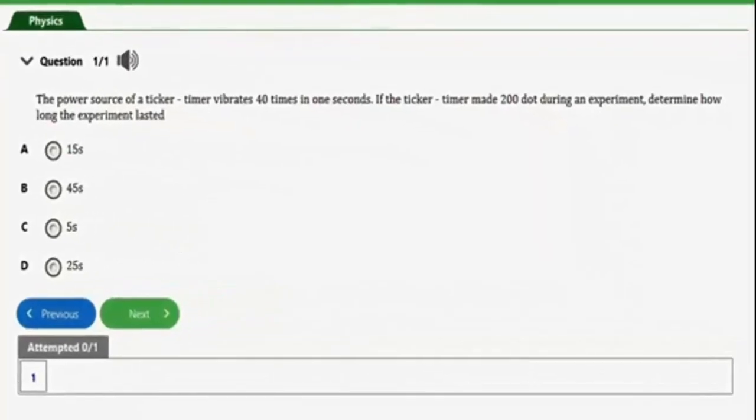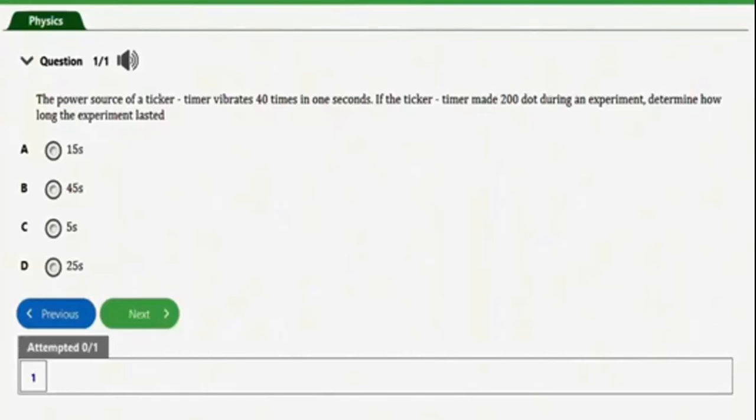In this video, we're going to learn how to solve this repeated physics question on time. Alright, so we have only one question to practice with for this topic. It says the power source of a ticker timer vibrates 40 times in 1 second. If the ticker timer made 200 dots during an experiment, determine how long the experiment lasted.